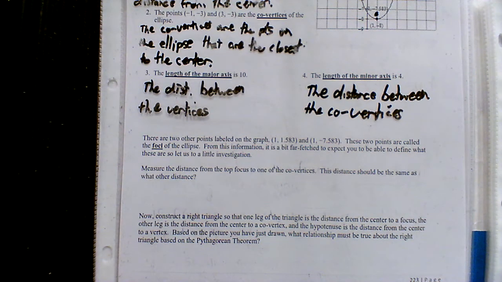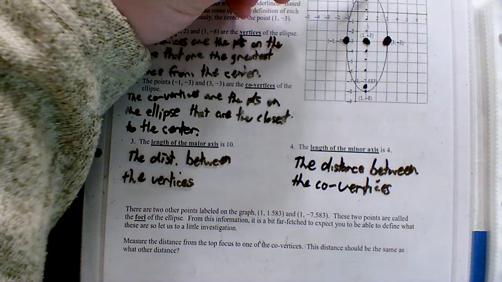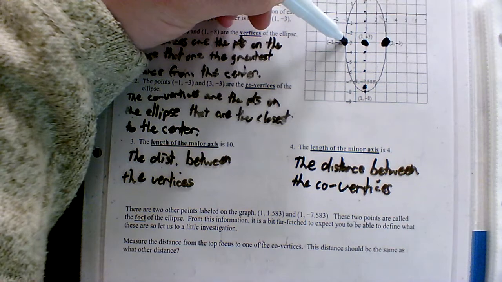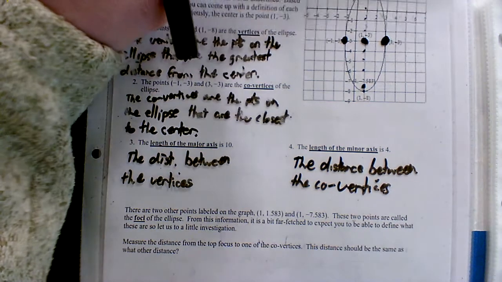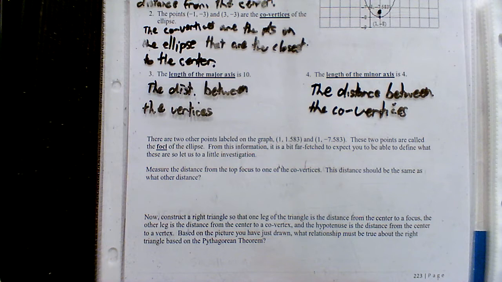So measure the distance from the top focus to one of the co-vertices. This distance should be the same as what other distance? So measure the distance from the top focus to one of the other co-vertices. So they're saying from here to here, that should be the same as what other distance? Any ideas?